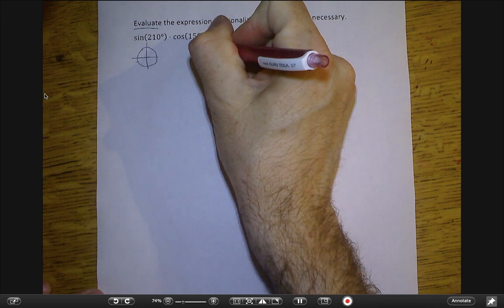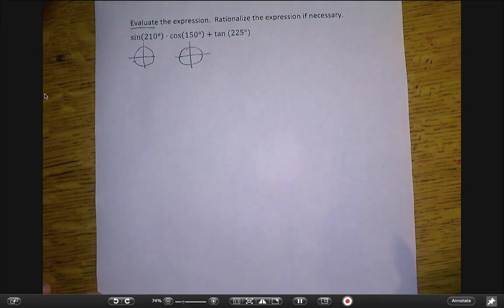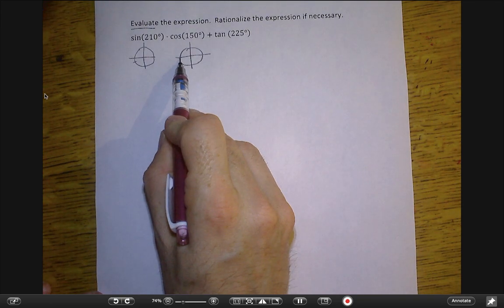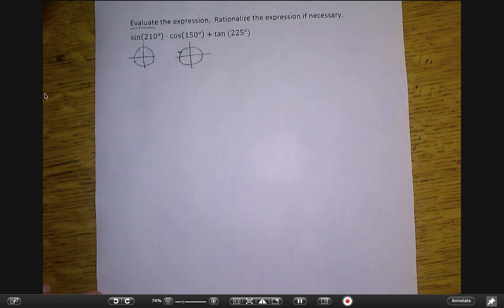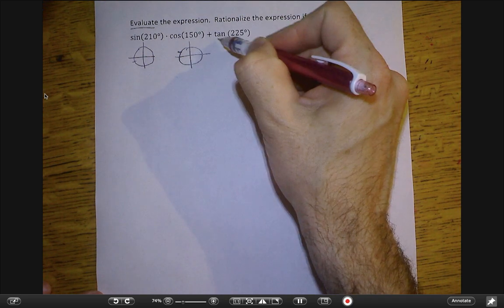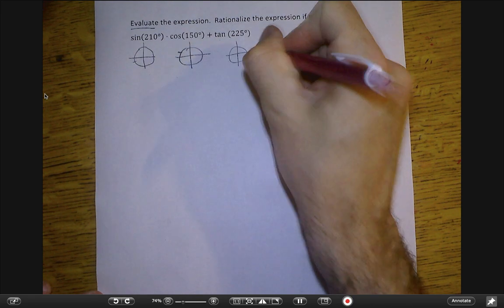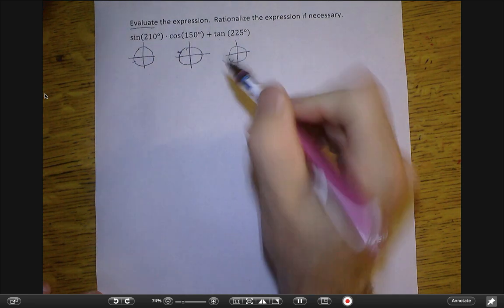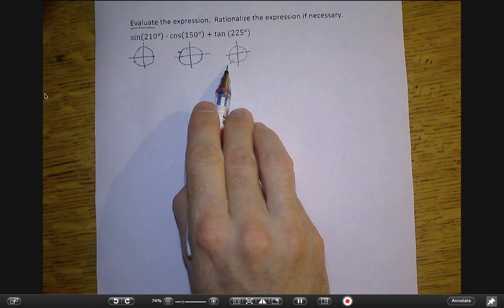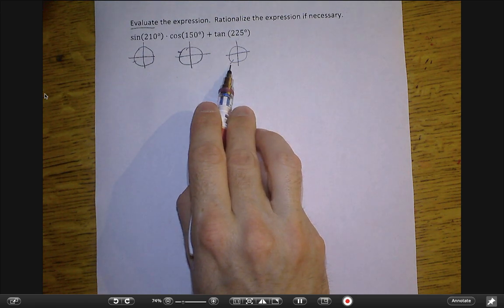Next thing I'm going to do is look at the next ratio, the cosine of 150. The cosine of 150, well, if this is 180, this is 30 degrees away from 180. So it's in the 30-degree related family. Now I'm going to take a look at the tangent of 225. So where is 225? 225 is that middle angle in quadrant number 3. It's 45 degrees away from 180.